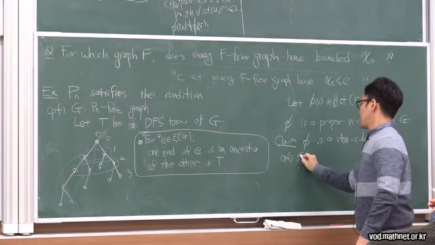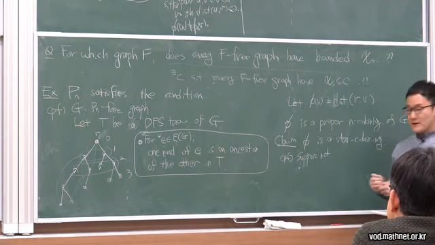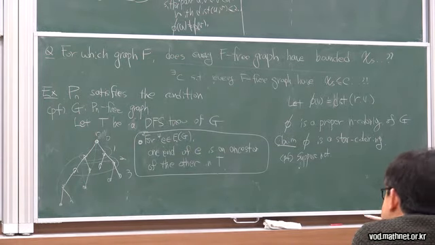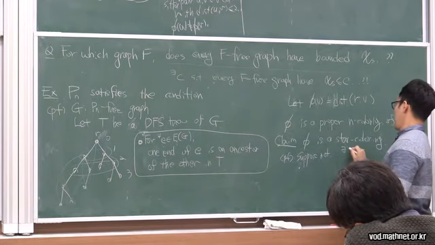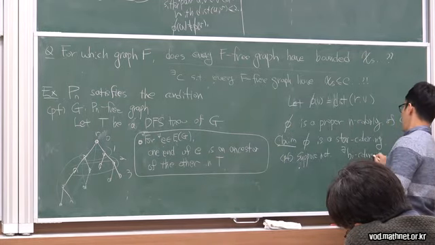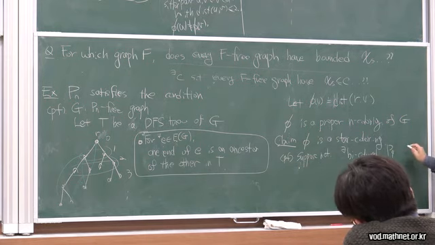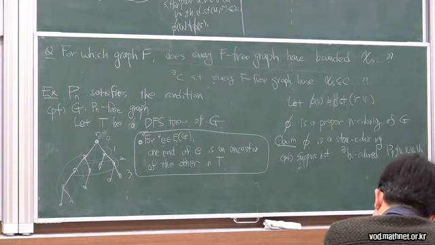And suppose not. Then by the definition of star coloring, there is a bicolored P4, say V1, V2, V3, V4. V1 and V3 have the same color, and V2 and V4 have the same color.